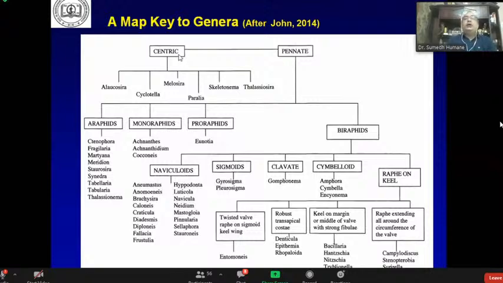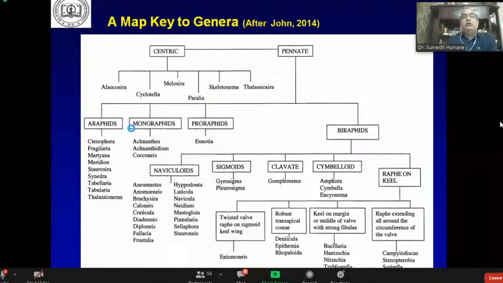Centric diatoms are basically circular in pattern. I told you that, and just now I showed the figure also. And the pinnate ones are the most diversified group. They are again divided into araphid, monoraphid, proraphid, and biraphid diatoms.